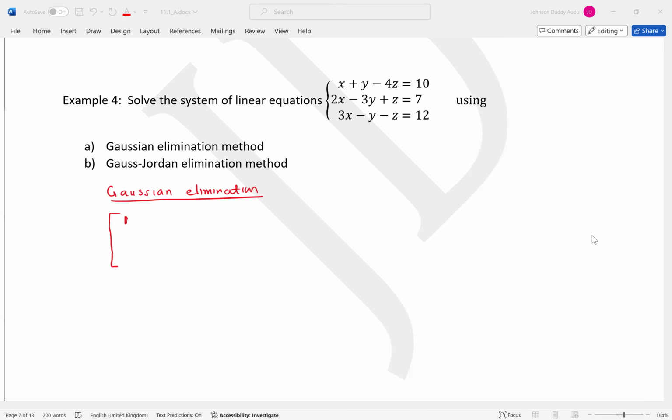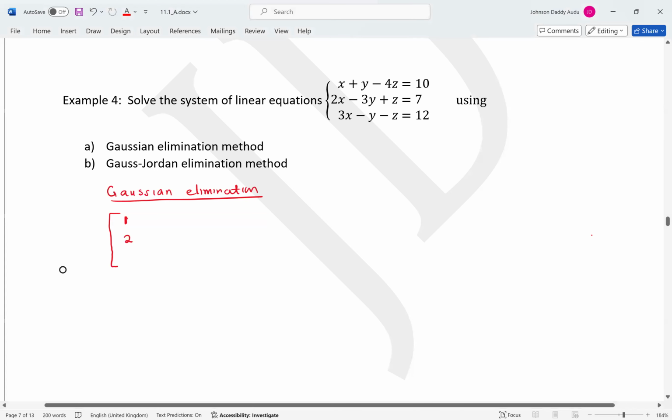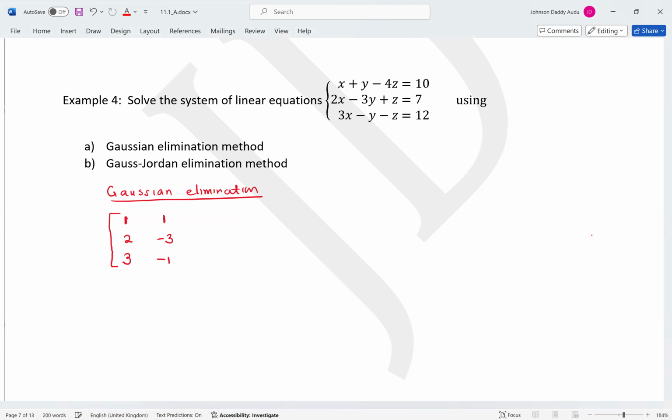So the coefficient matrix is going to be 2, 3, 1, minus 3, minus 1, minus 4, 1, and minus 1. And then the constant matrix is going to be 10, 7, 12. So this is what we have. So this is the augmented matrix.